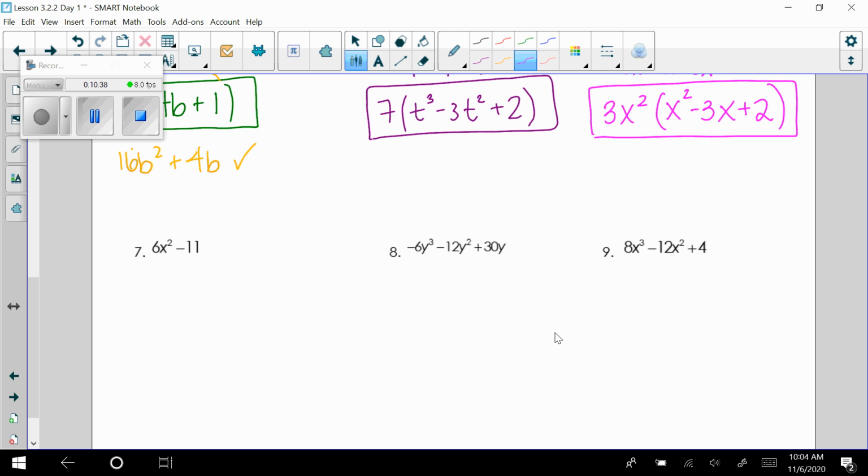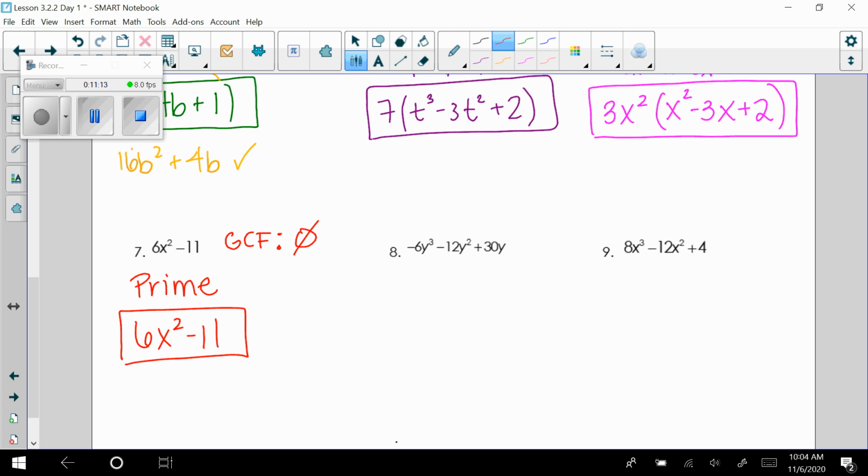Number 7 is kind of an interesting one, because if I look here at number 7, I think about 6 and I think about 11, and I know 1, 6, 3, and 2 are the only numbers that divide into 6. The only thing that divides into 11 is 1 and 11. So since the only factor they share in common is 1, there's no need to take out a 1. So this doesn't have a GCF. This is what we would call prime, right? You can't take out a GCF, so the original problem is the answer. It's prime.